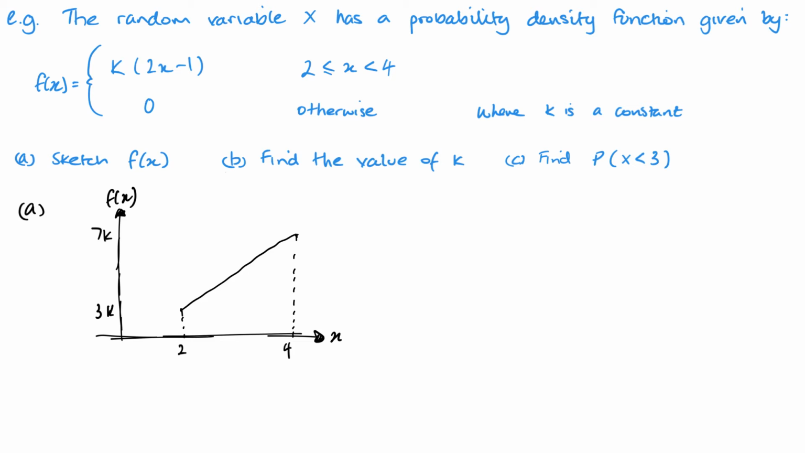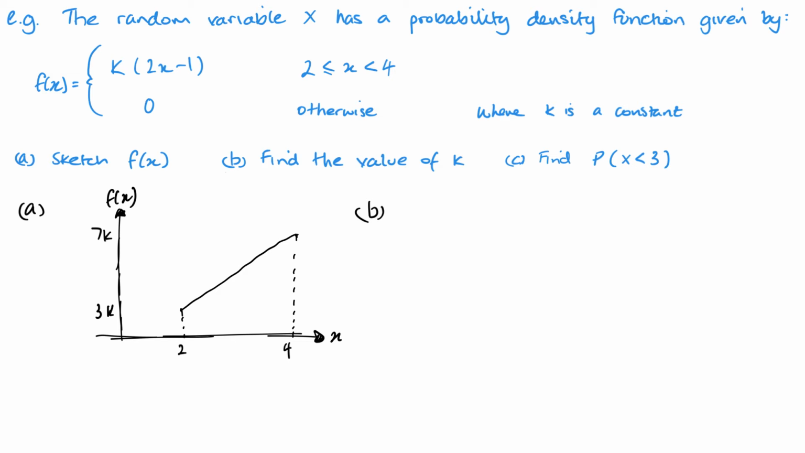So that's part A done. Now part B says find the value of k. Usually in this type of question, if I've already done the sketch, finding the value of k is usually easier to use the sketch because it's the area under the graph. And if this is linear, you know, I've got a trapezium.